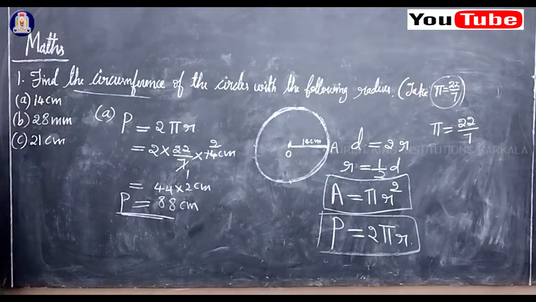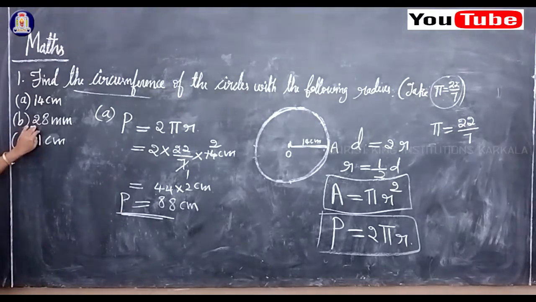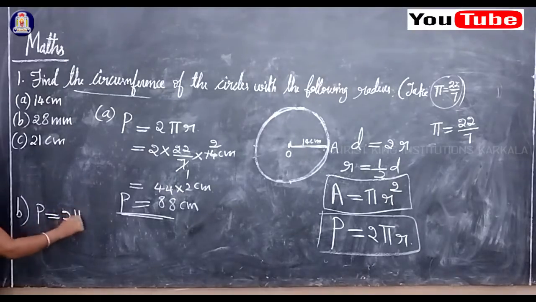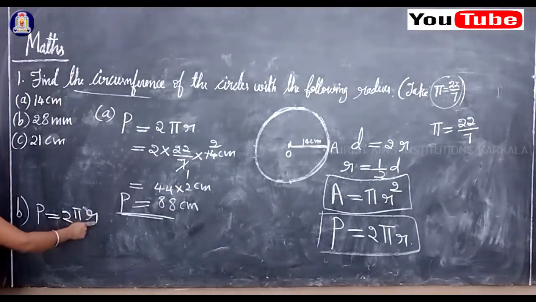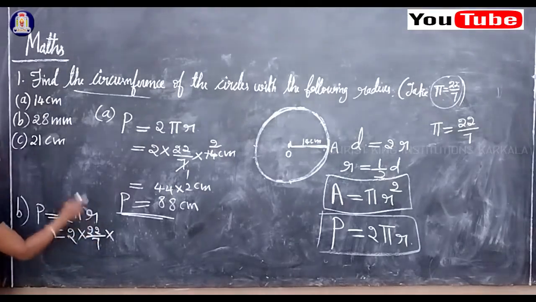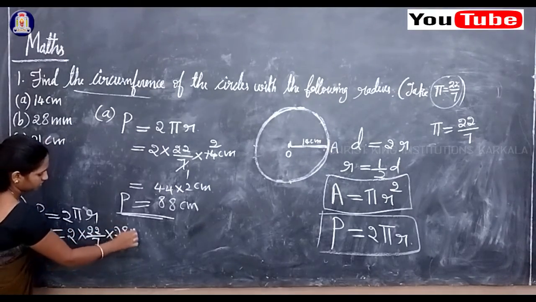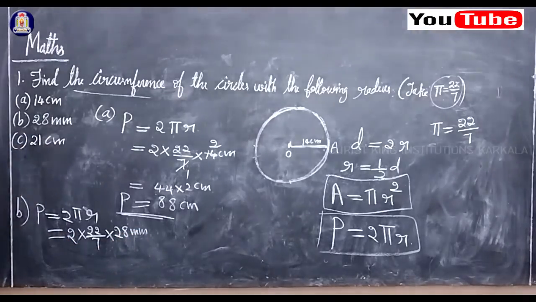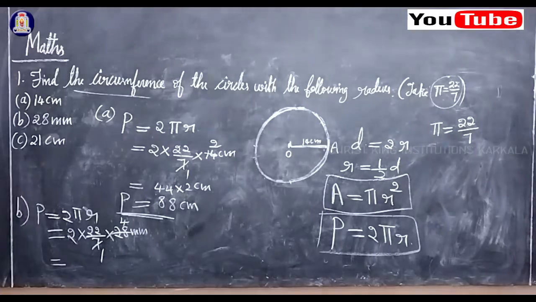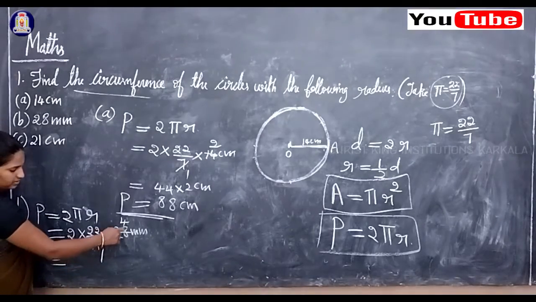Okay. First one done. Second one, 28 millimeter. 28 millimeter means that is the radius. R is given, so same formula. P is equal to 2 into pi into r. So substitute the values. 2 into, what is the pi value? 22 by 7 into radius. R is 28 millimeter. So here 7 will divide 28. 7 ones are 7, 7 fours are 28.